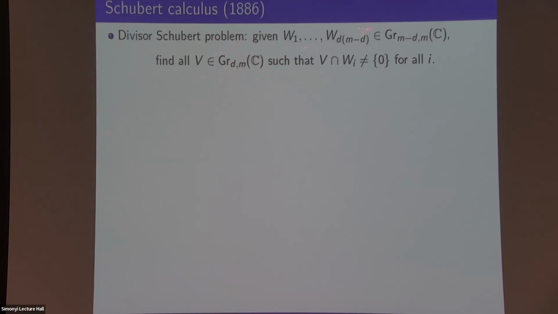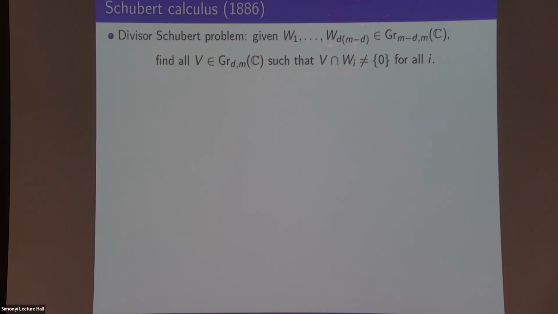I'm fixing several W_i's in this Grassmannian, so subspaces of codimension d. And the condition is that V intersects each of these W_i's non-trivially. Generically, if V is dimension d and W_i is codimension d, then they'll intersect in just the origin. So I want that not to happen.